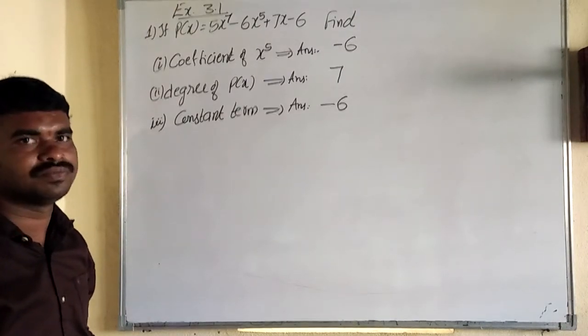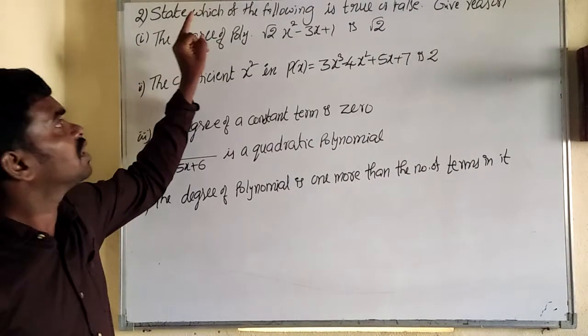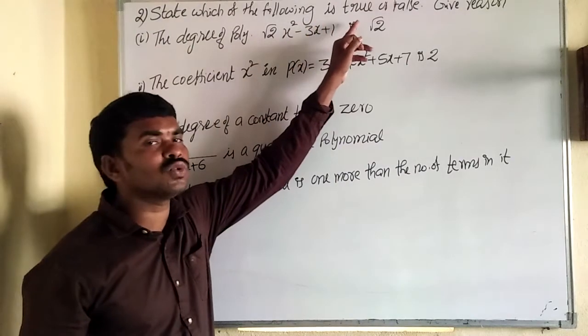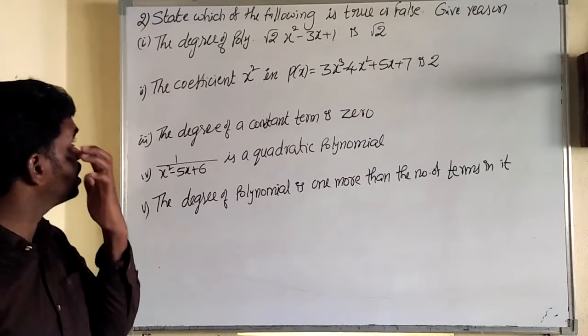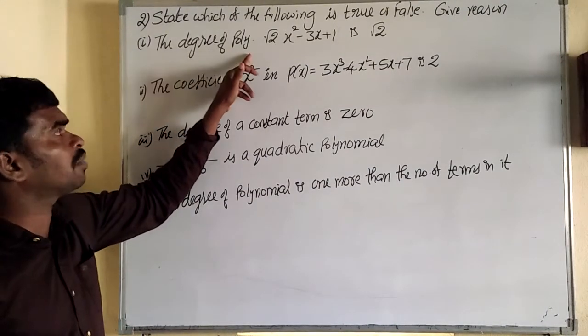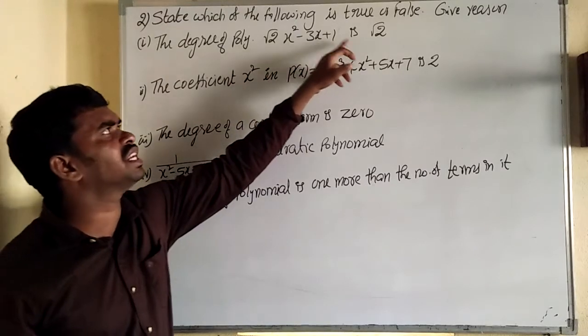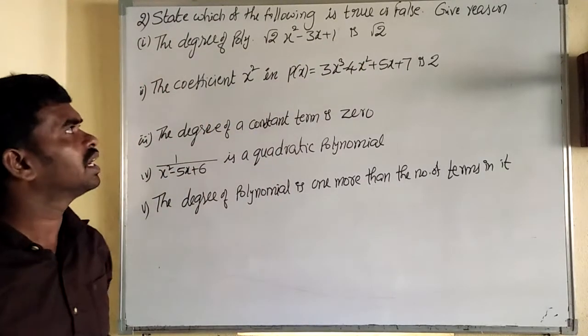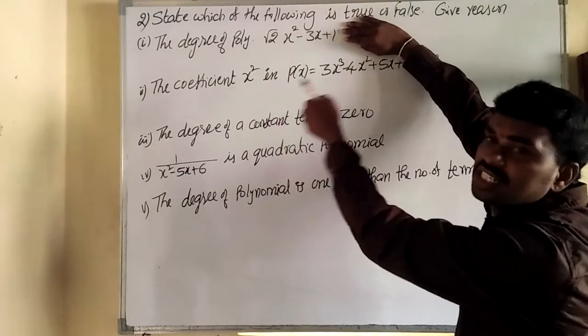Note down. Second question. State which of the following statements is true or false. Give reasons. The first statement: the degree of polynomial root 2x square minus 3x plus 1 is root 2. Okay, he gave root 2. You just leave it and read the statement.